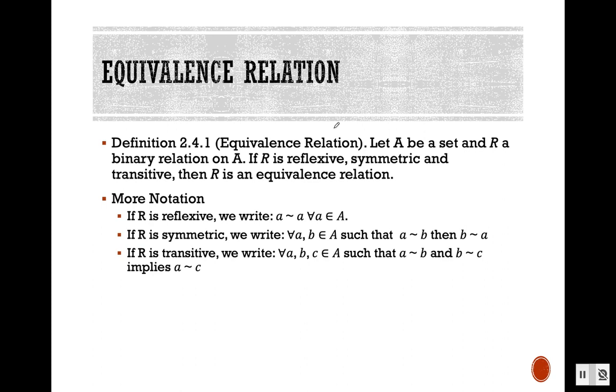An equivalence relation: we can say a relation is an equivalence relation if it is reflexive, symmetric, and transitive. So let A be a set and R be a binary relation on A. If R is reflexive, symmetric, and transitive, then R is an equivalence relation.